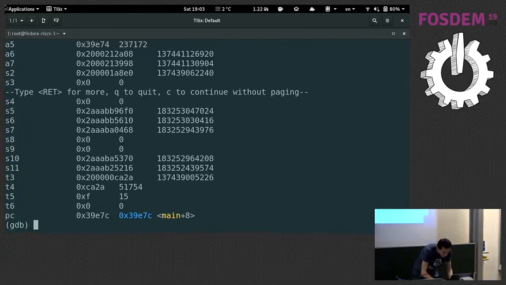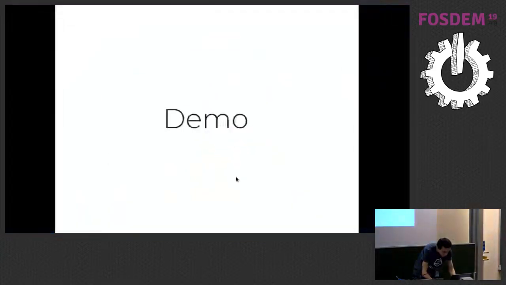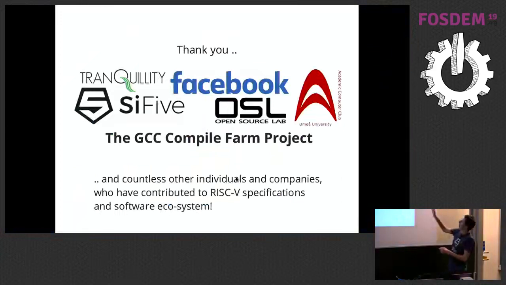And that, I think, yeah. So these are the companies that are the most important. Tranquility does our main infrastructure. Facebook gave us the servers. Open Source Lab in Oregon, I believe, is hosting the hardware. GCC Compile Farm is now managing that hardware. SiFive did the boards and delivered them to the developers. And our latest and greatest major new server is also going to be hosted by the Academic Computing Club at Maynooth University. So hopefully that new server is going to handle the load better.